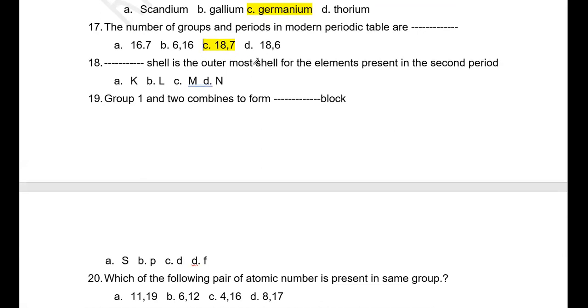Dash shell is the outermost shell for the element present in the second period. Second period, we know 2 shells are there. Okay, so if 2 shells are there, the first shell is K shell, the second shell is L shell. So the outermost shell will be L. K, L, M, N. Option B, L is the correct answer.